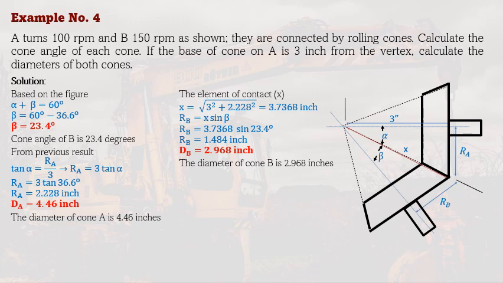So now that we already have the value of the cone angle as well as the diameter of the cones, then we can draw a more precise and accurate diagram of these rolling cones in contact. So this is when they are turning in opposite direction.